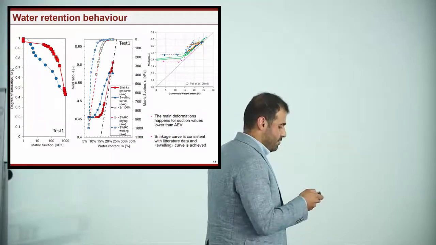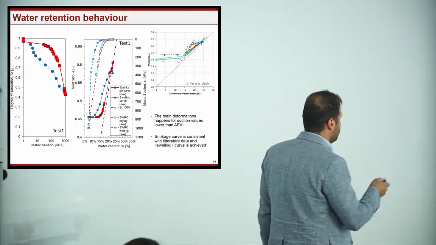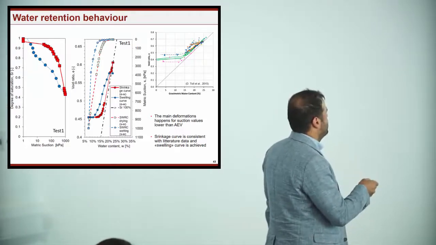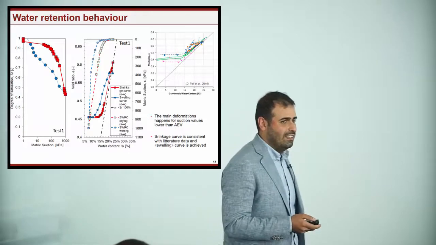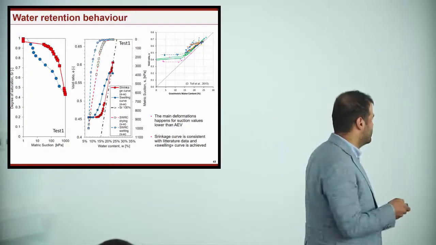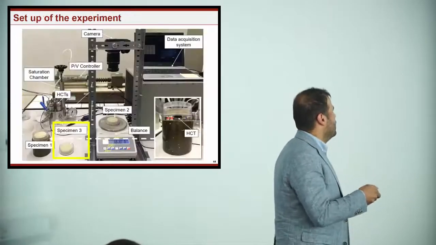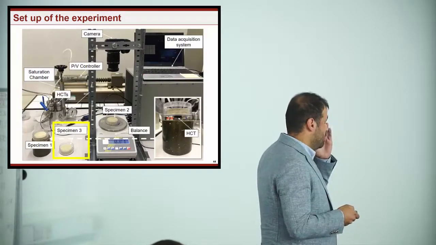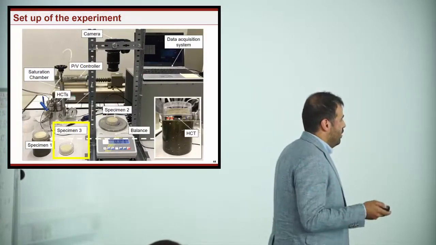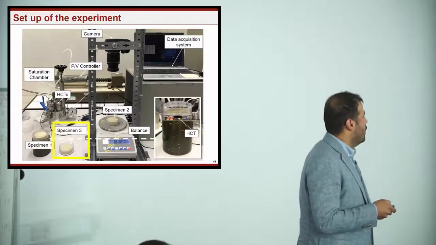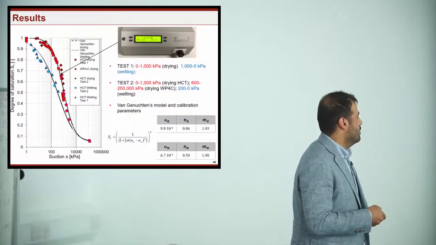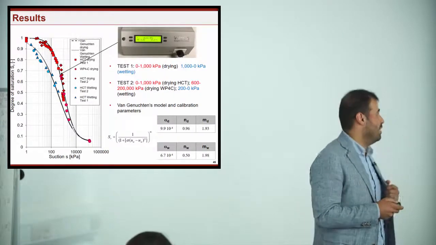We were not satisfied with this kind of results, first of all because we have some holes here, and also because we arrived up to 1000 kPa, and I was worried that the tensiometer could cavitate. So we started to monitor a third specimen where suction was recorded using a WP4C apparatus.